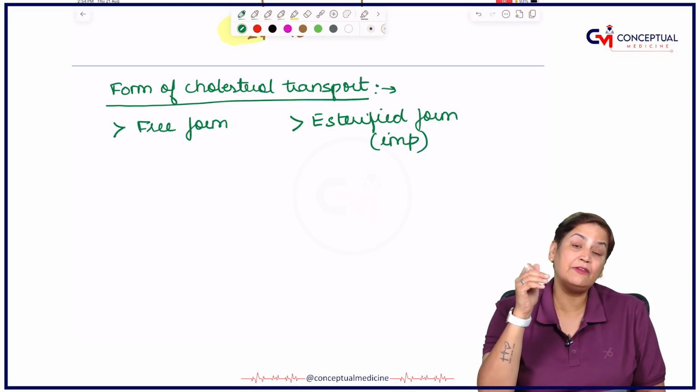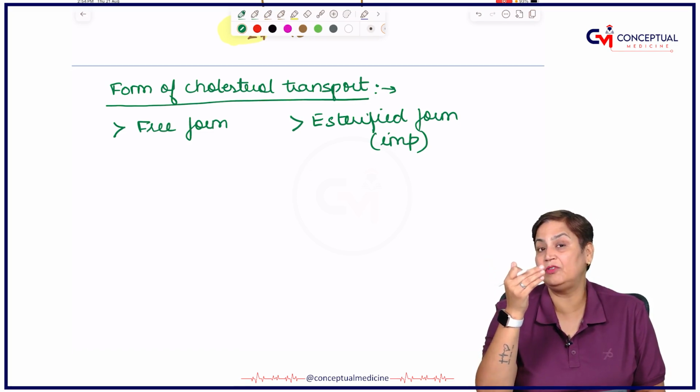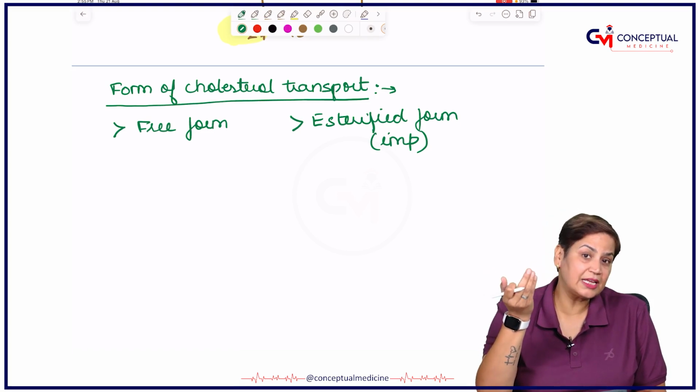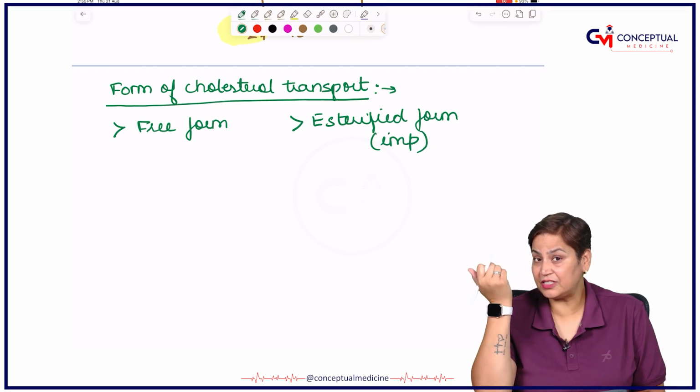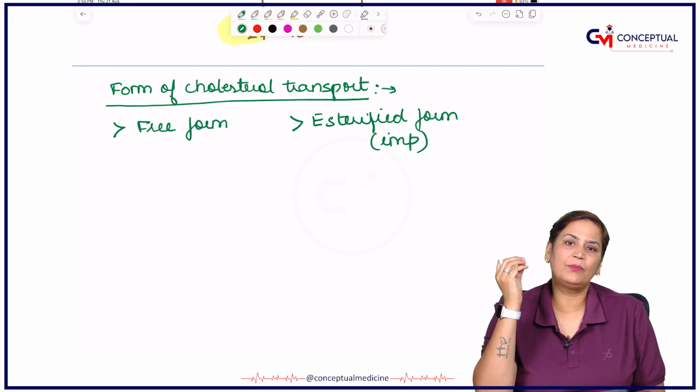So what we do is, if that cholesterol is esterified, the structure will be changed, and from discoidal it will become spherical. Now the question is how it is esterified, what is the name of the enzyme which is required for esterification of cholesterol, and what is the name of the product.